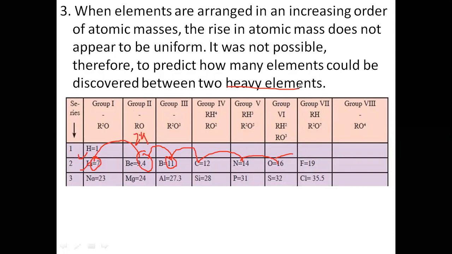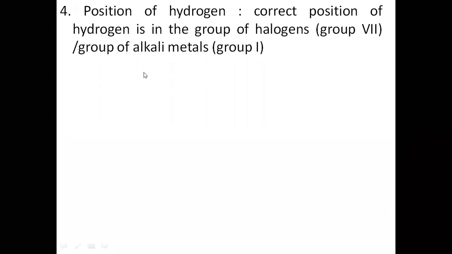Because there is no uniformity in the arrangement of atomic mass numbers. So this is our third demerit of Mendeleev's periodic table. And the last one is very important: the position of hydrogen. This demerit applies to the modern periodic table also. What is the modern periodic table, we will see in the next lecture. But here let's understand what the demerit regarding hydrogen is.